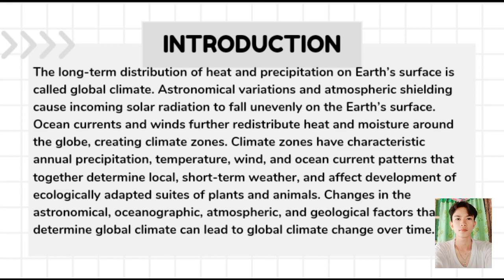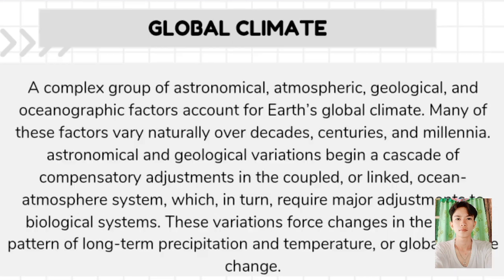So the global zones also have characteristic annual precipitation, temperature, wind, and ocean current patterns that together determine local and short-term weather. It also affects the development of ecologically adapted suites of plants and animals, and of course, humans. So changes in the astronomical, oceanographic, and of course, the atmospheric and geological factors also determine the global climate, which leads to global climate change over time.